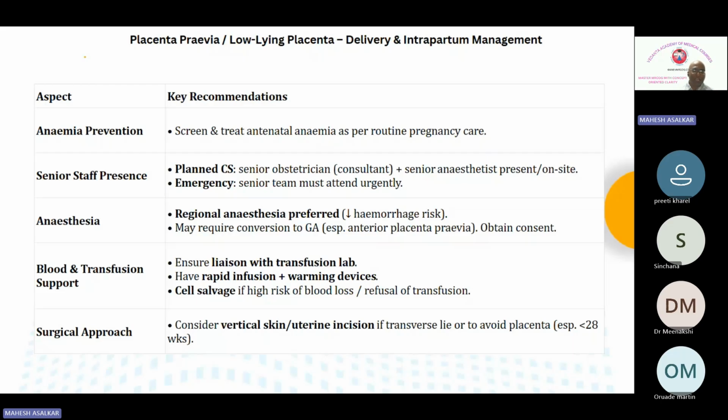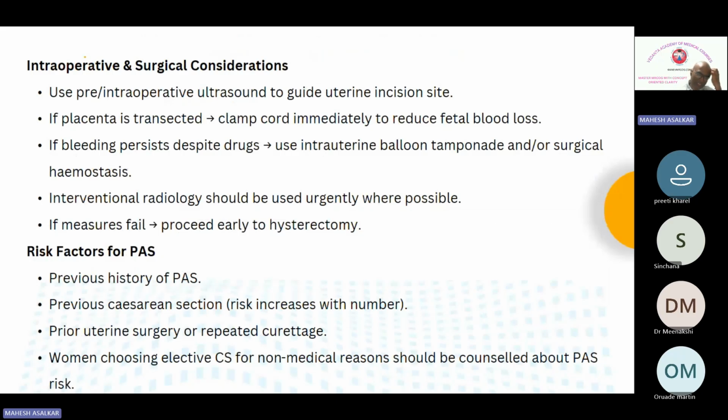Okay. Surgical approach: if you have a case which is less than 28 weeks of gestation, or if there is a transverse lie, in that particular case, you can take a vertical skin and vertical uterine incision. But it is mainly if the gestational age is less than 28 weeks and it is a transverse lie. Okay. Intraoperative and surgical considerations.